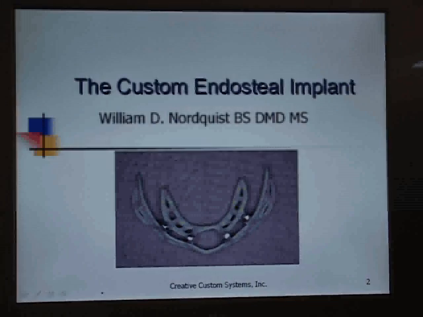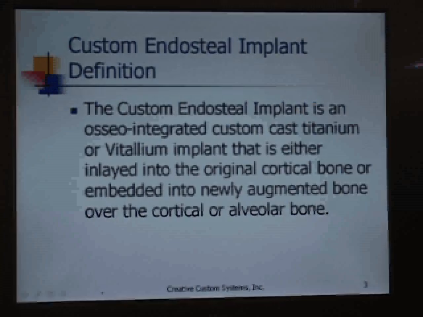The custom endosteal implant is an osseous integrated custom cast titanium or vitalium implant that is either inlaid into the original cortical bone or embedded into newly augmented bone over the cortical or alveolar bone. In other words, this implant becomes part of the bone and becomes embedded and engulfed in bone.